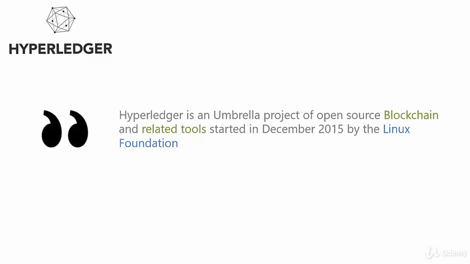Hyperledger is an umbrella project of open source blockchain and related tools started in December 2015 by the Linux Foundation. In essence, Hyperledger does not refer to a specific technology or tool. It refers to a project under which multiple development teams are collaborating to create open source blockchain and distributed ledger technologies. This collaboration among the developers across multiple initiatives would lead to reuse, standardization, and interoperability between different blockchain technologies developed under the Hyperledger umbrella.